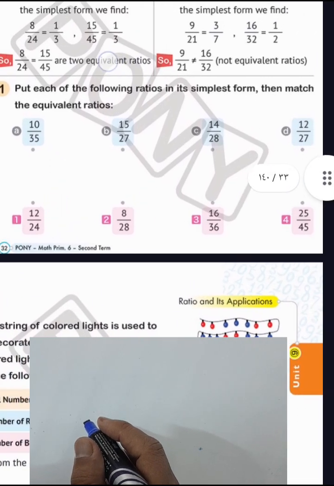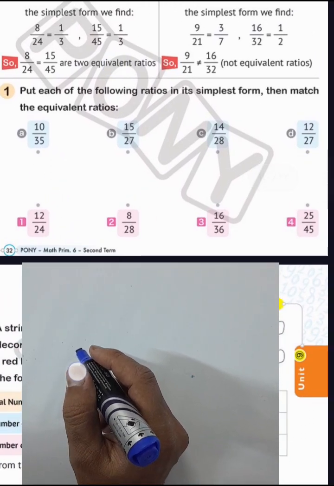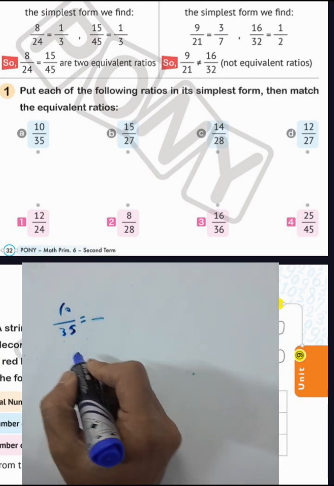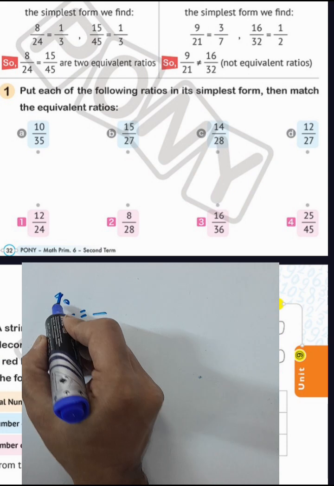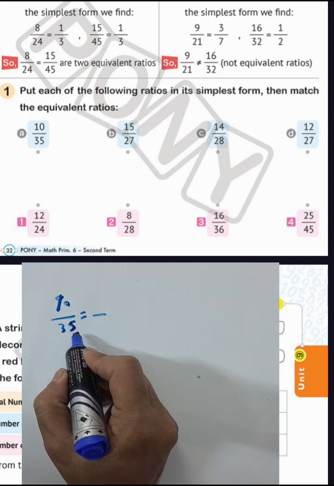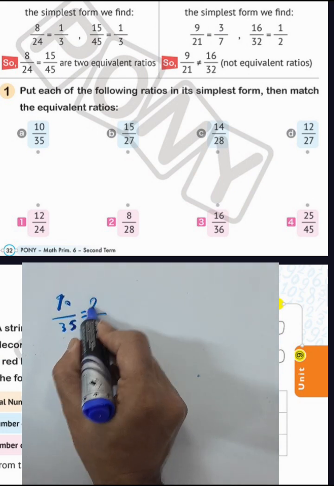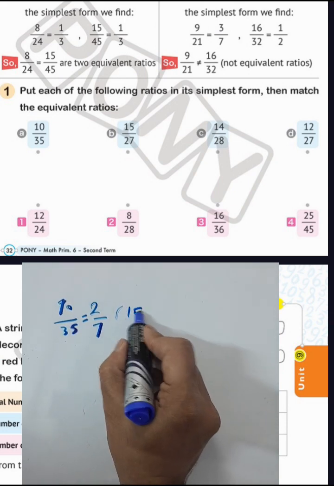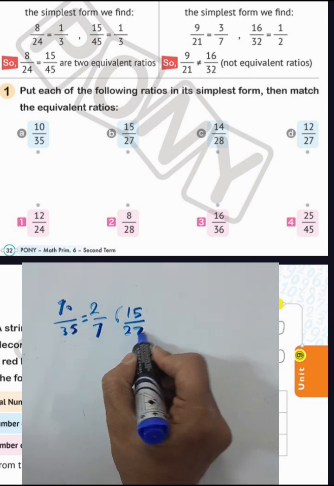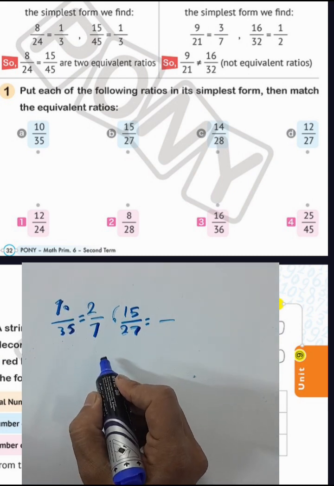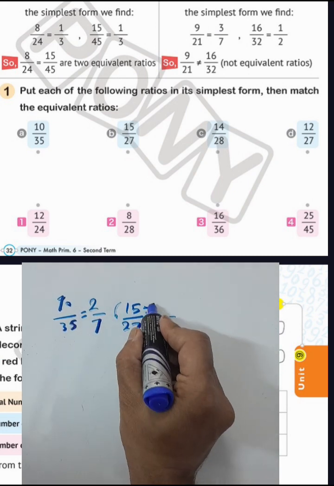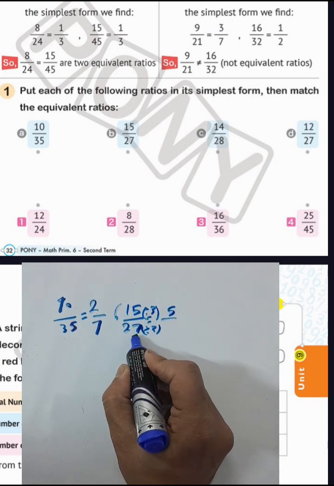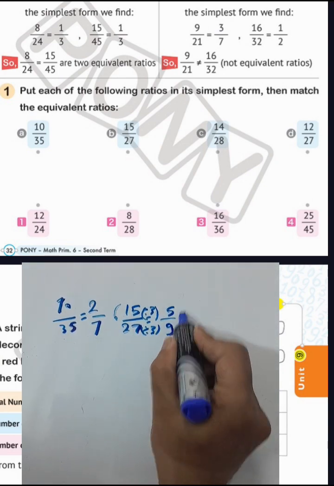First, we know 10 over 35 can be divided by 5, the highest common factor between them. Then we can simplify this fraction by dividing the numerator and denominator by 5. 10 divided by 5 equals 2, and 35 divided by 5 equals 7. That's the first fraction. And 15 over 27, we can simplify this fraction by dividing the numerator and denominator by 3. 15 divided by 3 equals 5, and 27 divided by 3 equals 9.